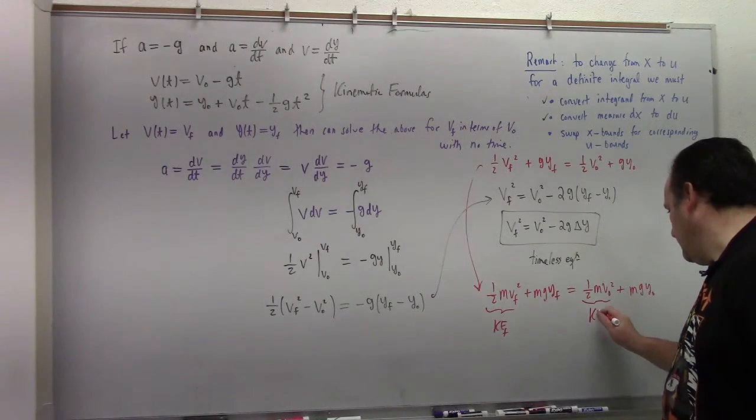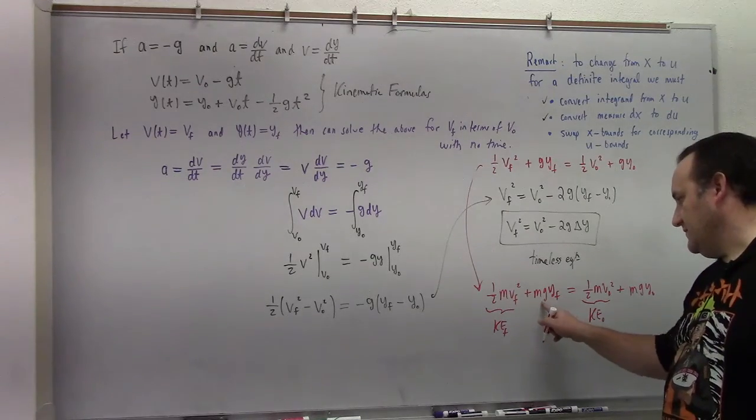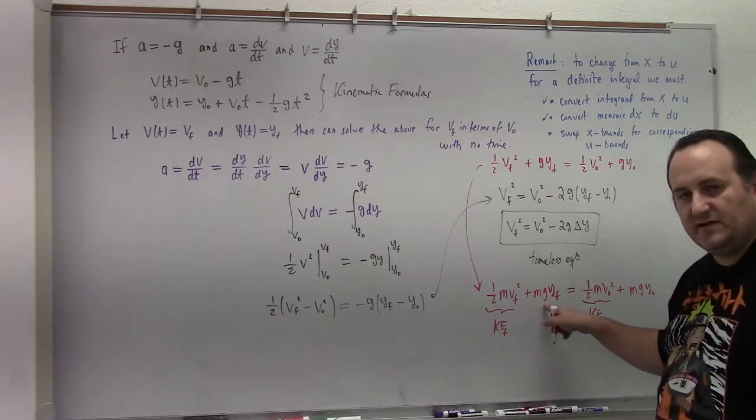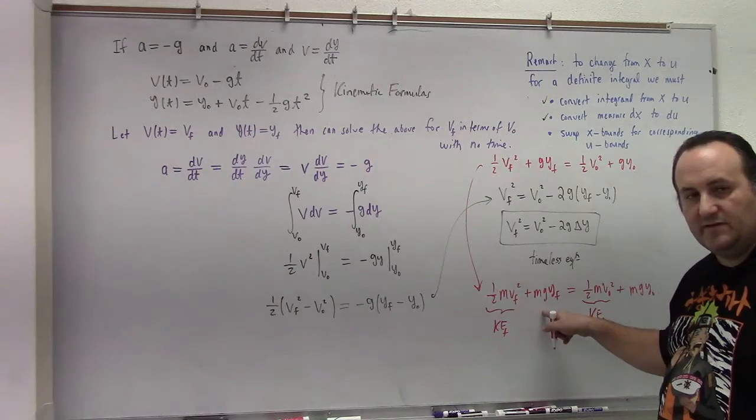This is kinetic energy. And this right here is the gravitational energy, potential energy due to gravity, mgh.